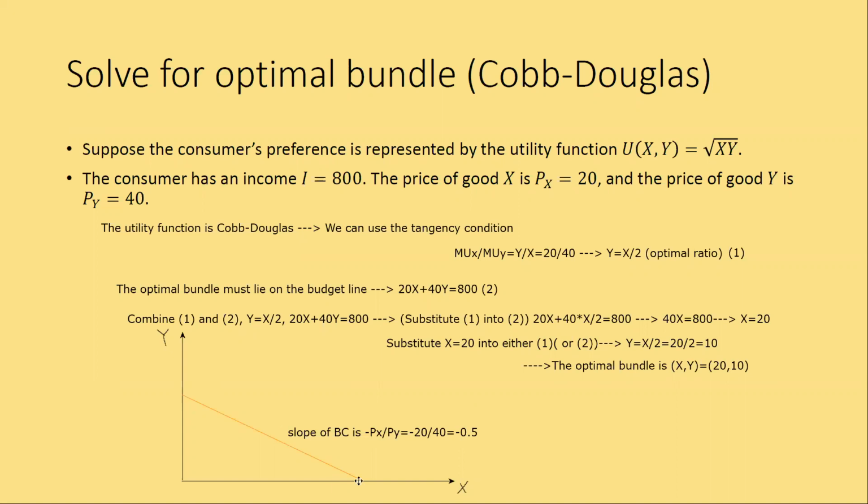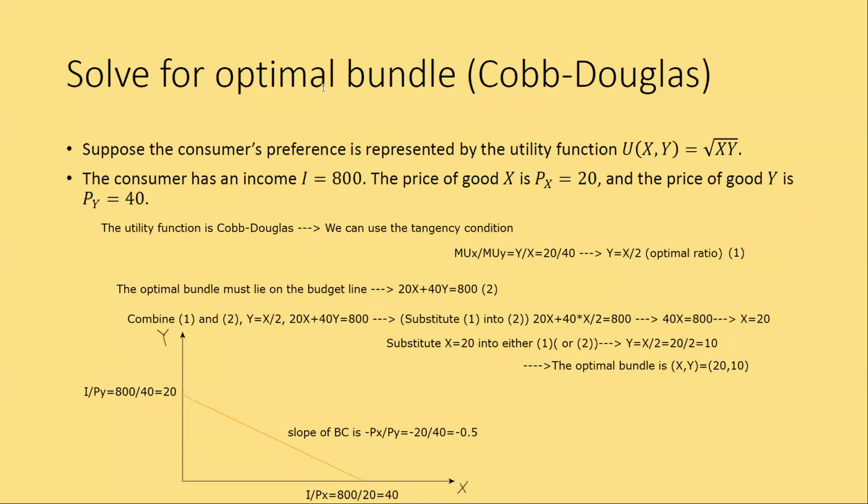The x-intercept is the income divided by the price of good x. That is 800 divided by 20, which is 40. Your y-intercept is your income divided by the price of good y. That is 800 divided by 40, which is 20. So we can mark the intercepts of the budget constraint.